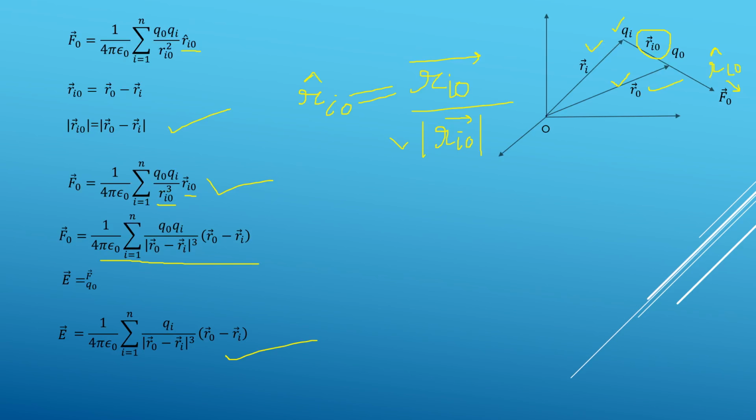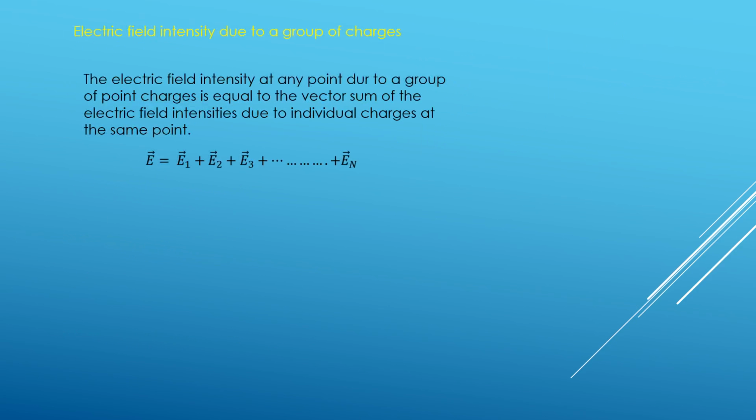So the superposition principle is applicable to electric field also. The electric field intensity at any point due to a group of point charges is equal to the vector sum of the electric field intensities due to individual charges at the same point. So E equal to E1 plus E2 plus E3, and so on, up to En. So the same law is applicable to electric field also.